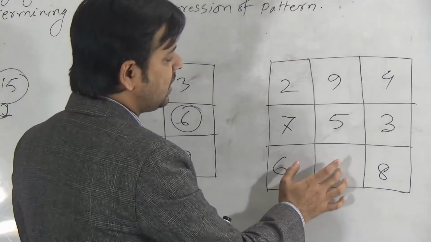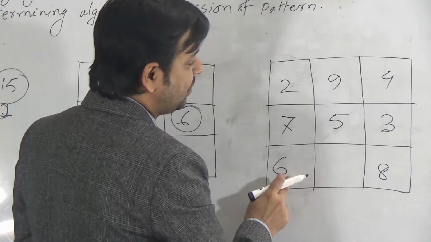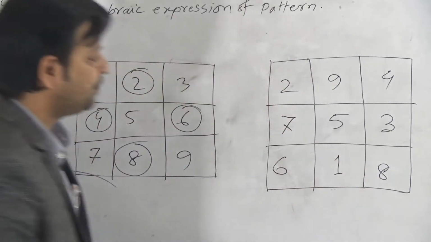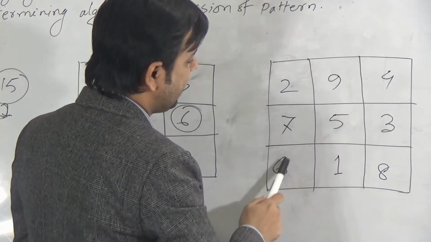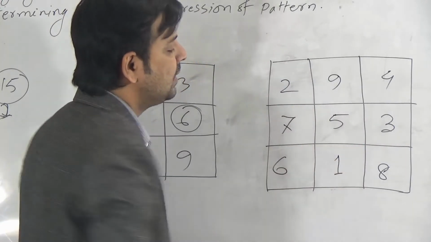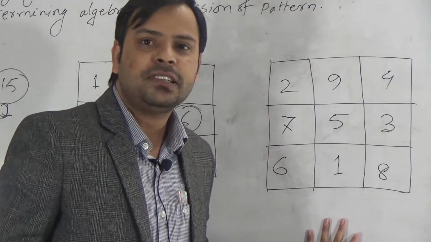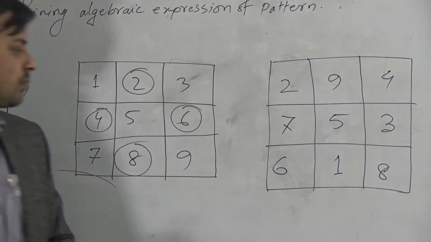Now this is the last grid. Now 8 and 6 is 14. So we need 1 to get the sum 15. Now check. 1, 2, 3, 4, 5, 6, 7, 8, 9. Done. So this is the magic square of order 3.